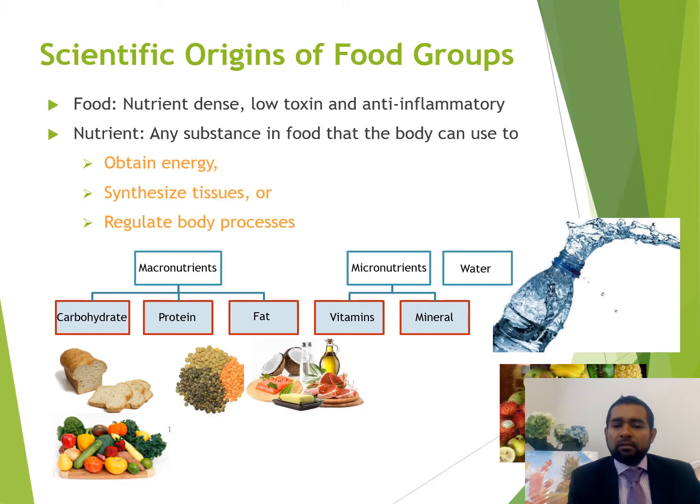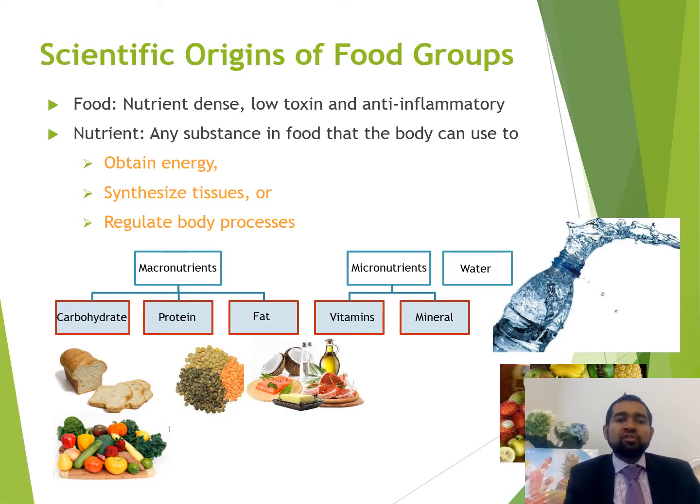First of all, understand what food is. Food is something nutrient dense, low toxin, and anti-inflammatory. That is food. So eat food not only for the calories; make sure the food has low toxins and is highly anti-inflammatory, because our body gets inflamed from environmental toxicity, food toxicity, and mental stress. So you have to have a food which can reduce your inflammation, nourish you, and doesn't have any toxicity.